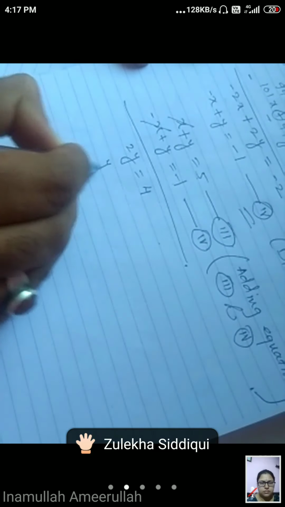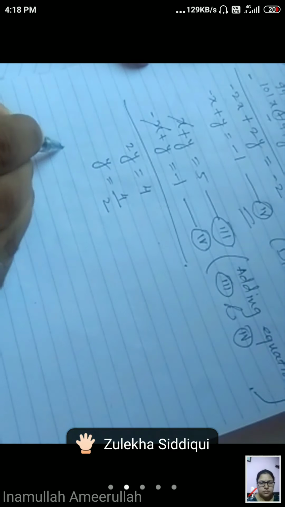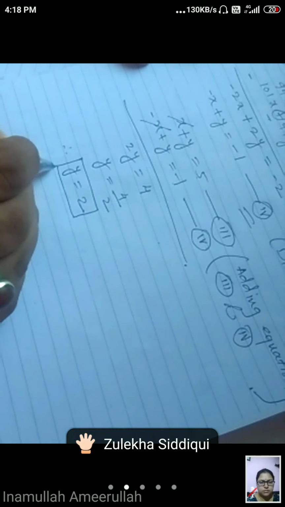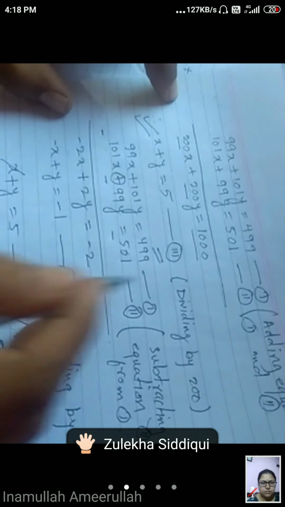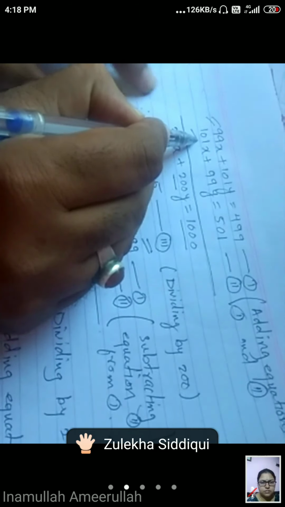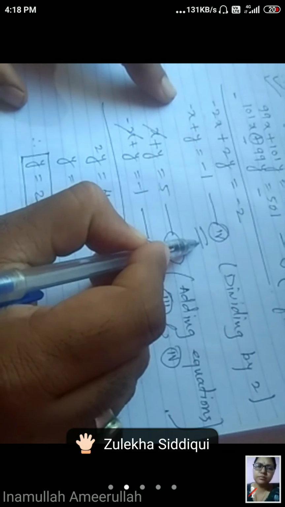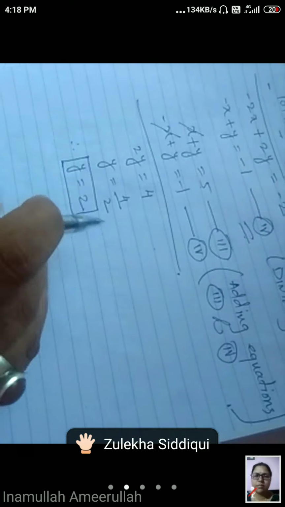So this way y equals 4 upon 2, that is y is 2. This is the value of y. Now I can substitute y equals 2 either in equation 1 or equation 2 or even in equation number 3 or equation number 4. It's up to you. Anywhere you can substitute the value of y to get the value of x.